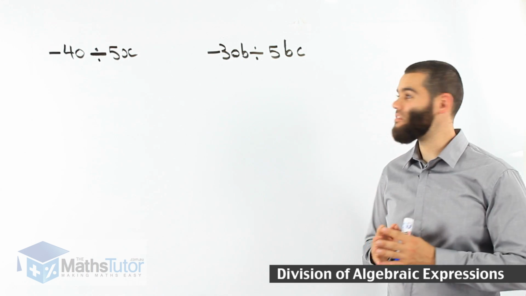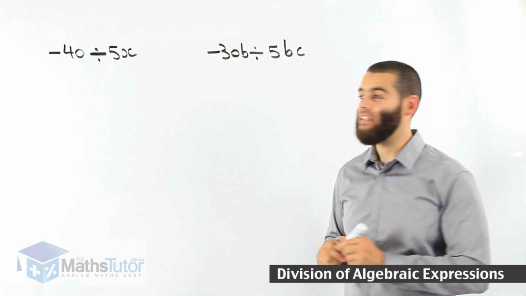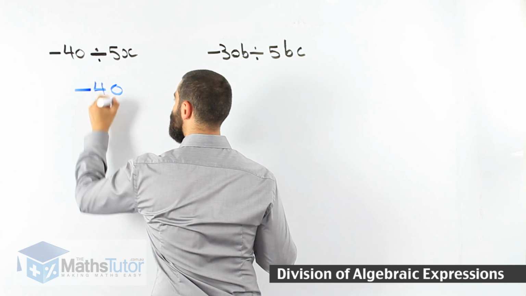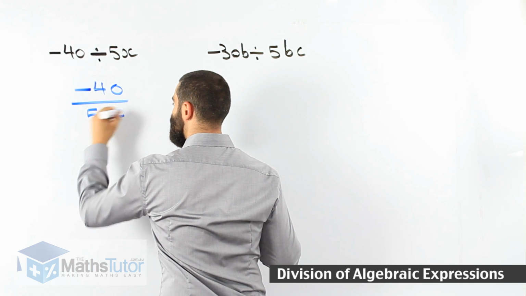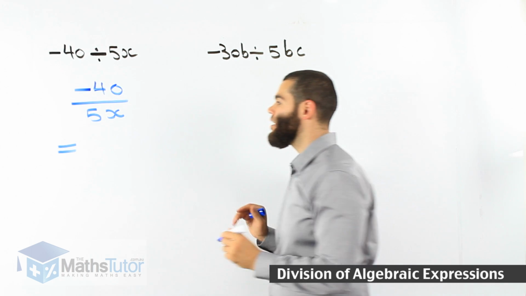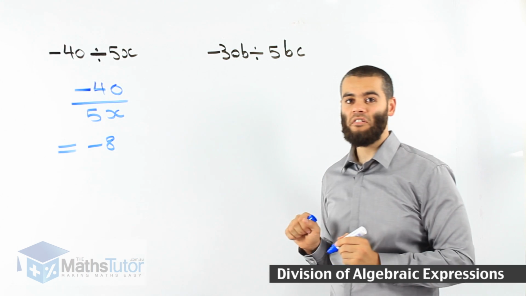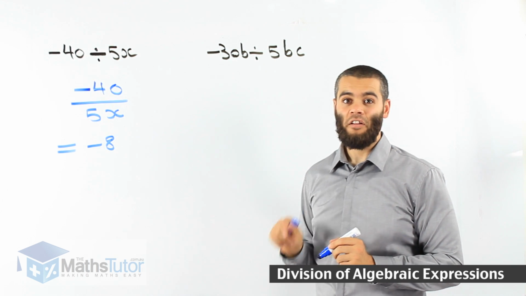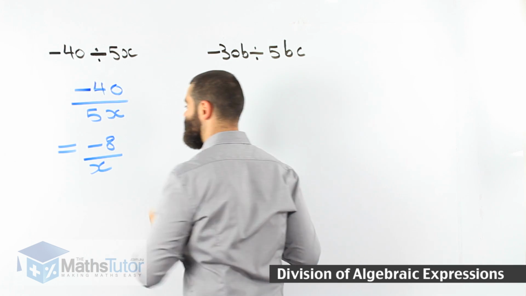Last two examples. Negative 40 divided by 5x. Again, let's write it in fraction form. Minus 40 divided by 5x. Negative 40 divided by 5 is negative 8. Now what do you notice? You notice that the pronumeral is in the denominator. So where do we have to write it? We have to write it in the denominator, x.